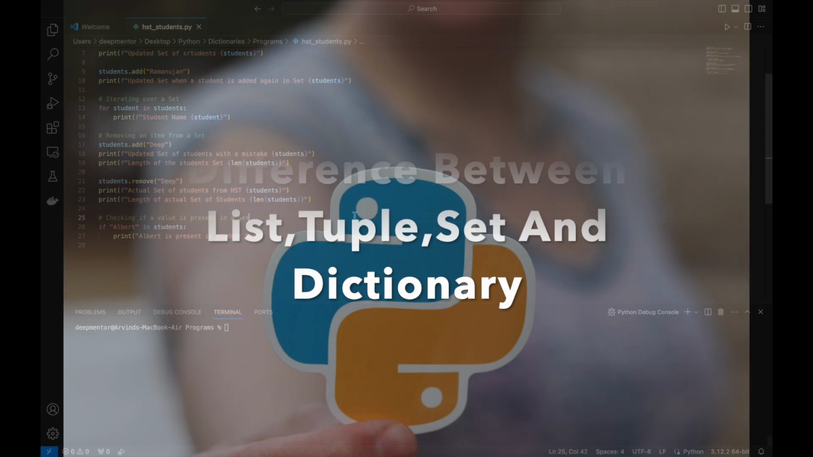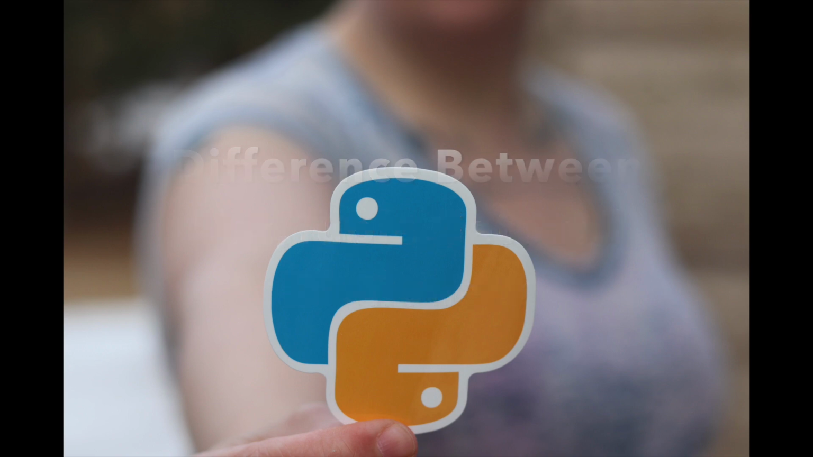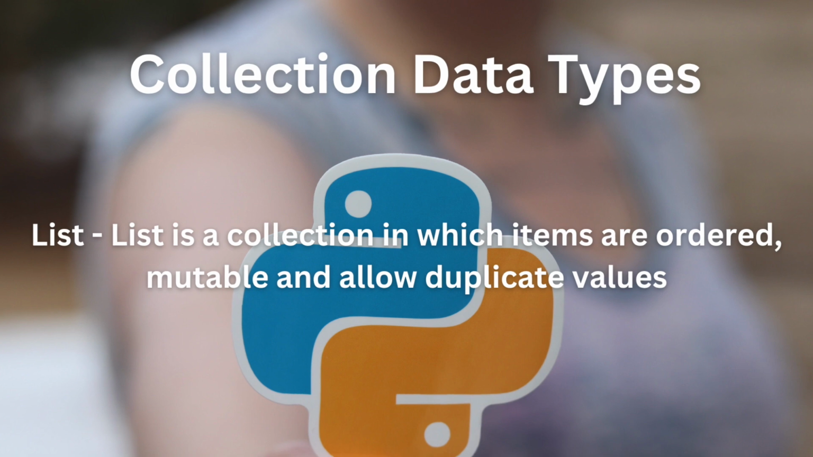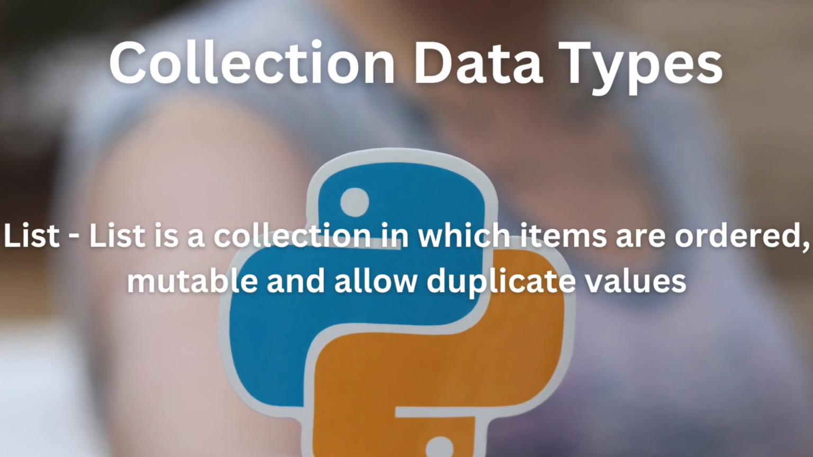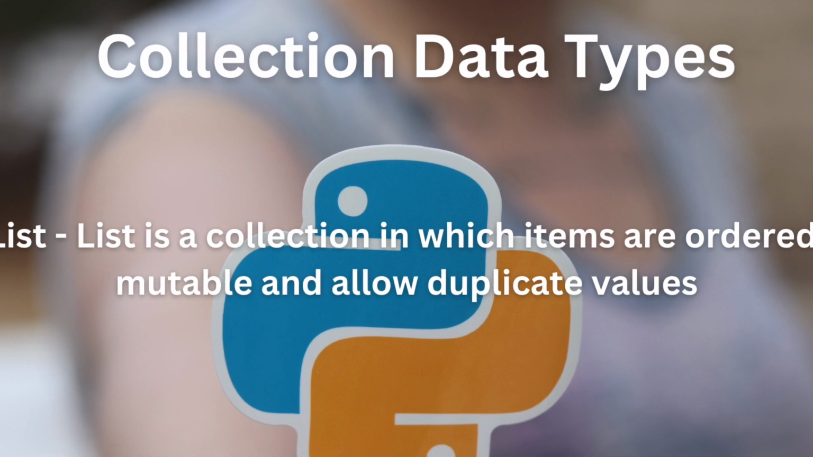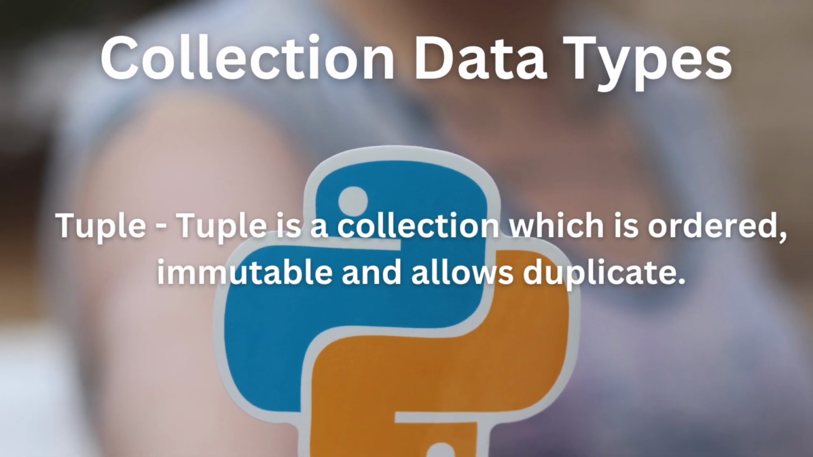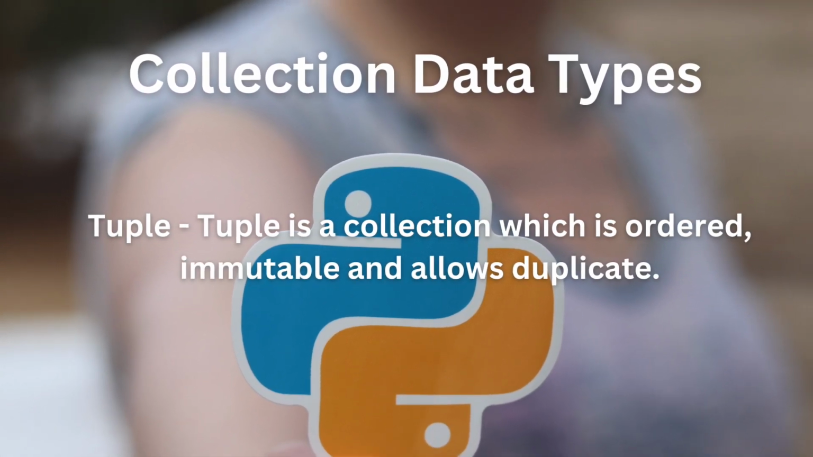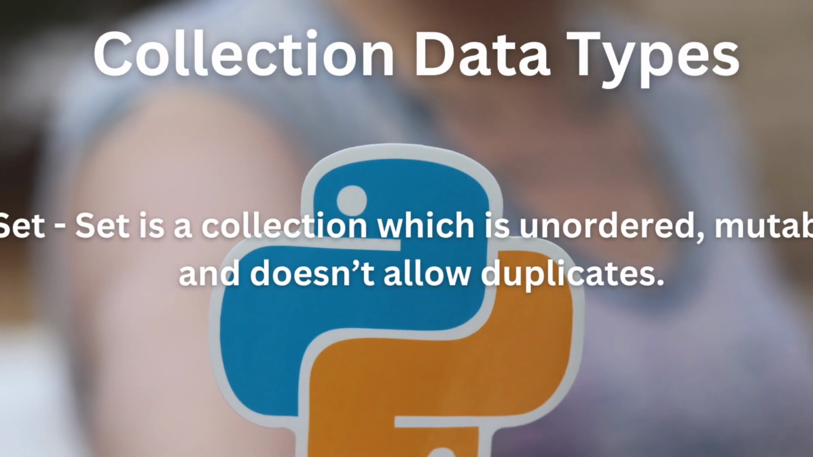As we have now seen the 4 data types for storing collection data, let's have a look into the difference between the 4 data types. A list is a collection in which items are ordered, mutable, and allow duplicate values. Ordered because a list maintains the order in which the elements were added. A tuple, like a list, is ordered and allows duplicates, but the only difference it has with a list is that it is immutable.